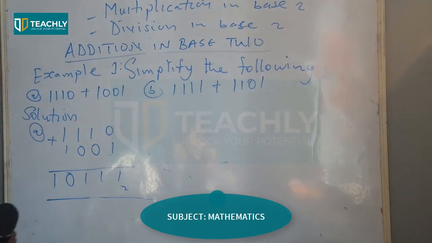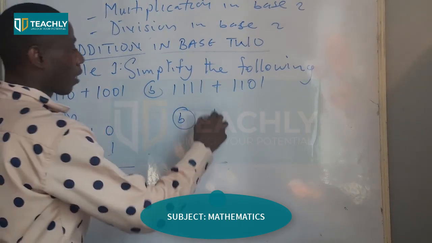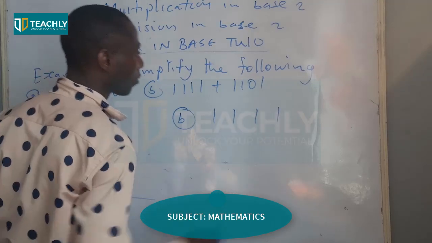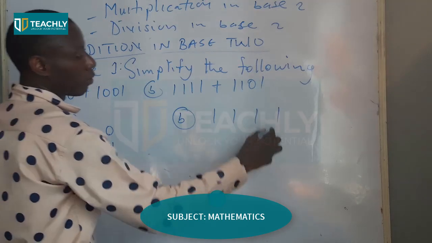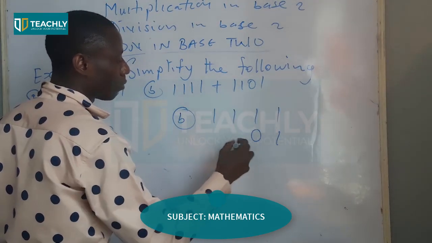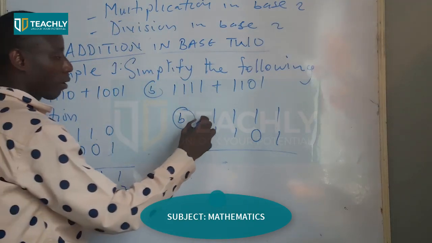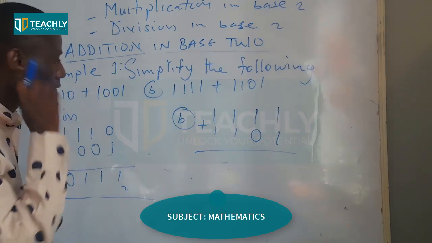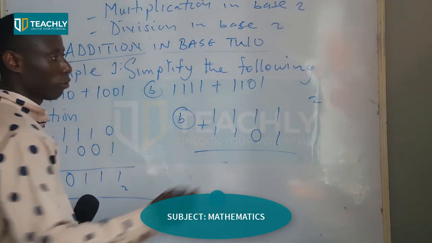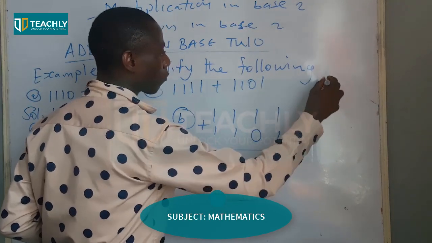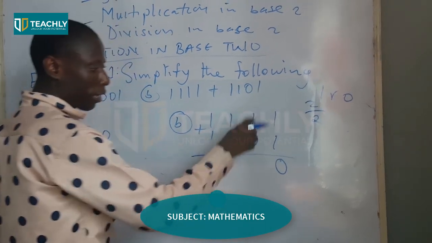Let's look at the second one, B. We're having 1, 1, 1, 1, and we want to add with this, so we have to start from the last digit. We're having 1, 0, 1, 1. We have to add, so our addition sign will be here. Let's add 1 plus 1, that is 2. We are not going to write 2, we divide it by 2. 2 divided by 2, we have 1 remainder 0. So let's write remainder 0 and carry this 1 to the next column.